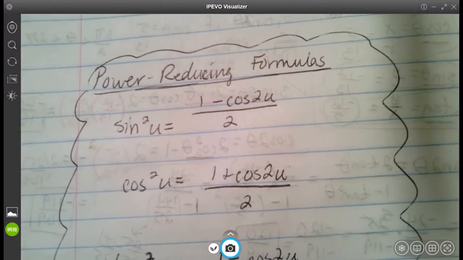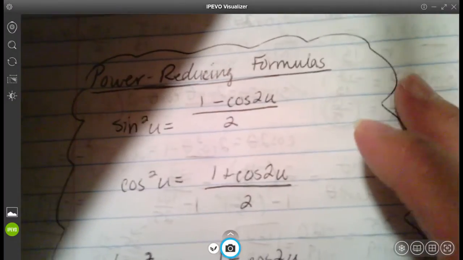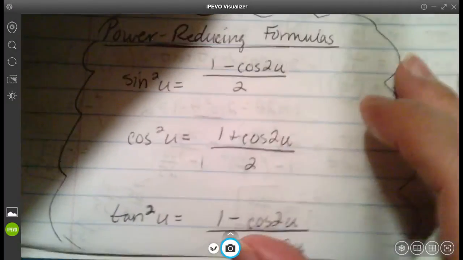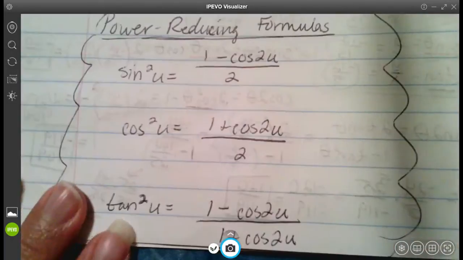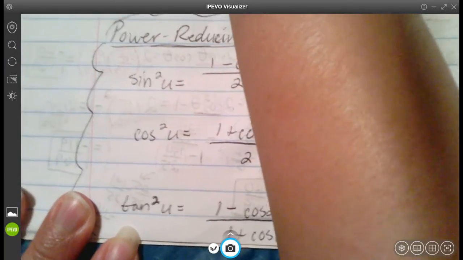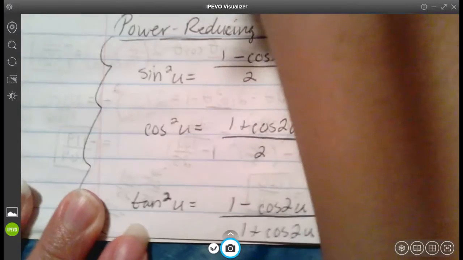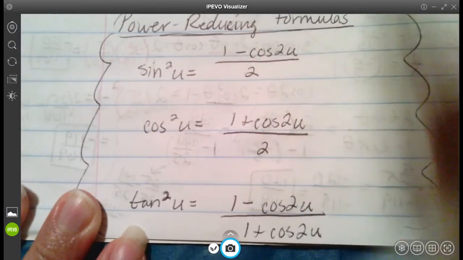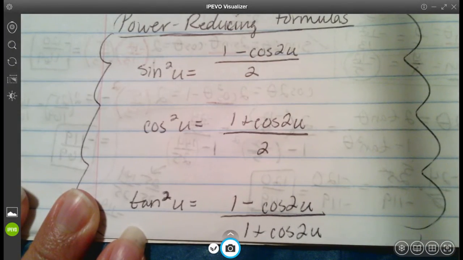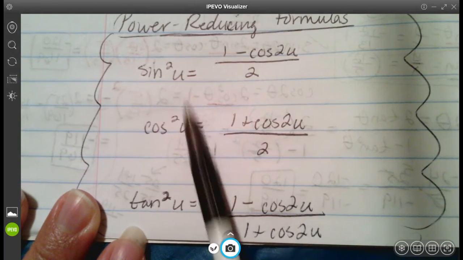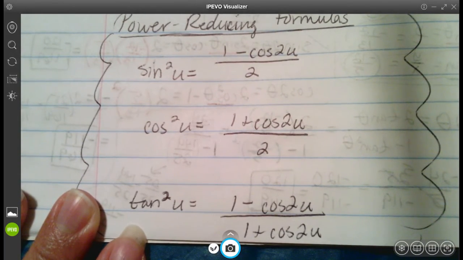We have some formulas that are not going to be in your foldable, and I didn't put these in because we don't use them too often. So go ahead and write them down real quick. These are the power reducing formulas, and I'm going to show you how they come into play. Let me move that over a little bit on the next example. Okay, so sine squared theta, cosine squared theta, tangent squared theta. In this case, we're using u for theta, but it still represents the angle.